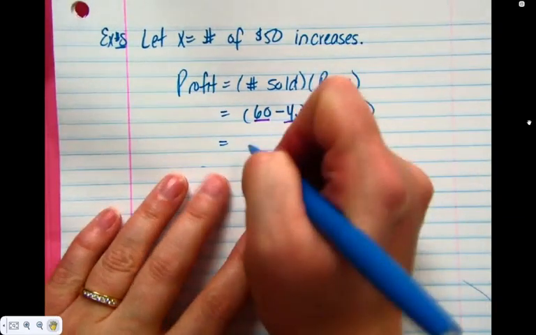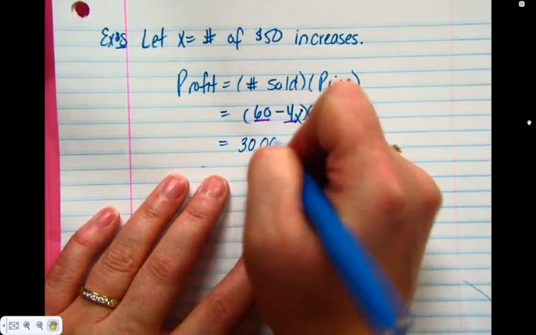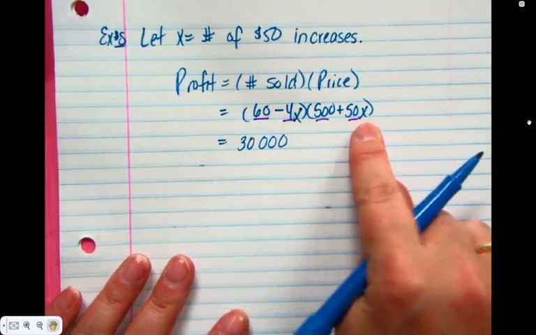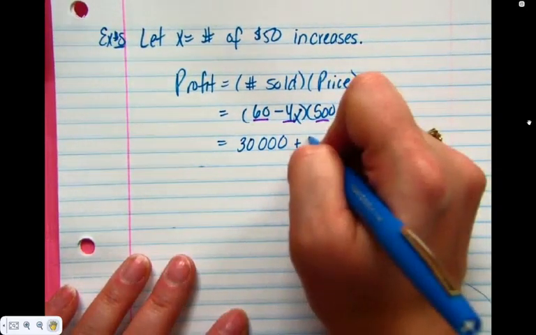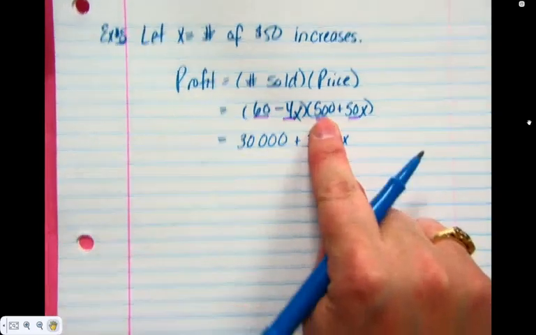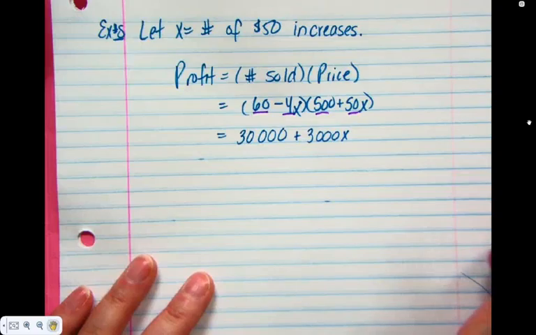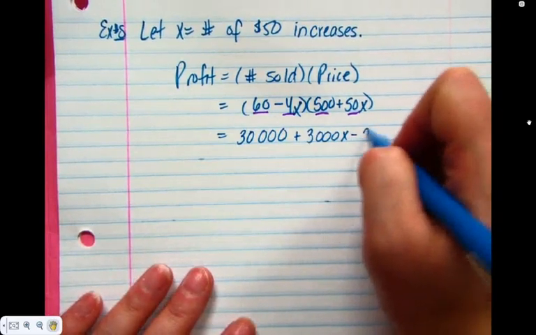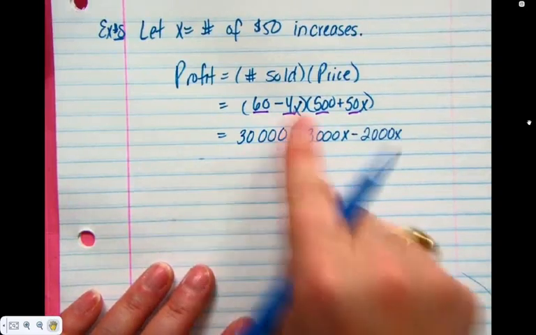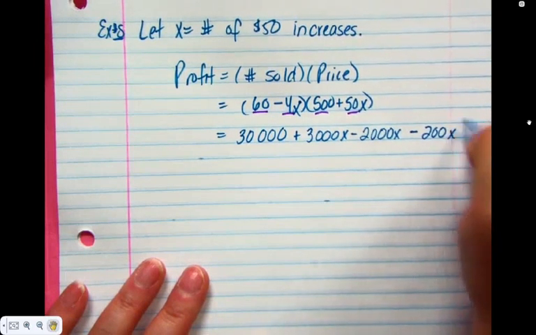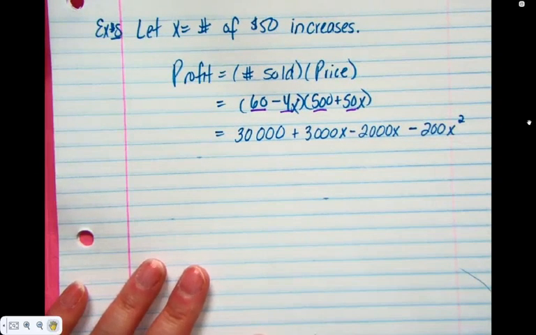60 times 500. 30,000? 3,000 or 30,000? I heard both. Thirty. 60 times 50x. 3,000, I heard. Didn't sound confirmed, though. Okay. Negative 4x times 500. 2,000x. Then negative 4x times 50x. Are we happy with all these numbers? Because there sounds like a bit of confusion in there.